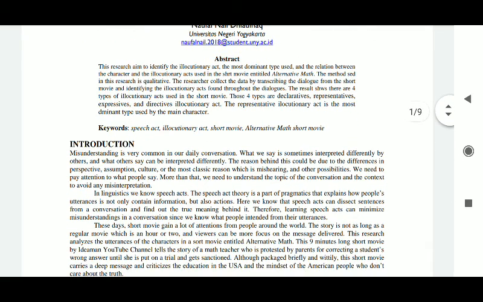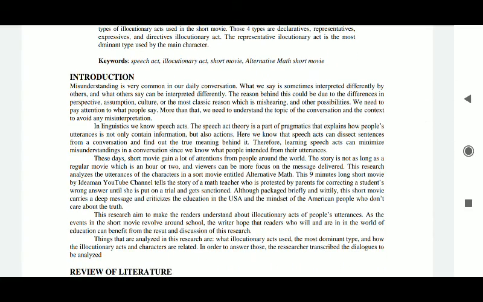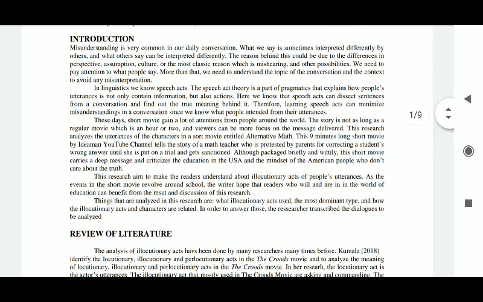The method used in this research is qualitative. The research collects the data by transcribing the dialogue from the short movie and identifying the illocutionary act found throughout the dialogues. The result shows there are 4 types of illocutionary act used in the short movie. Those 4 types are declaratives, representatives, expressives, and directives illocutionary act. The representative illocutionary act is the most dominant type used by the main character.